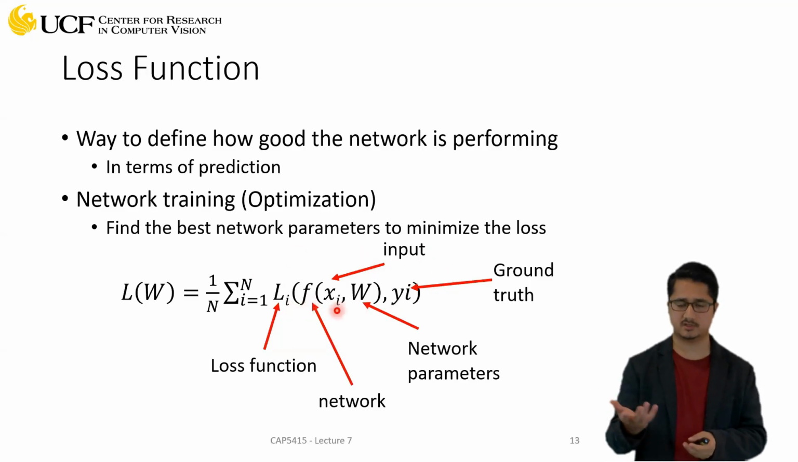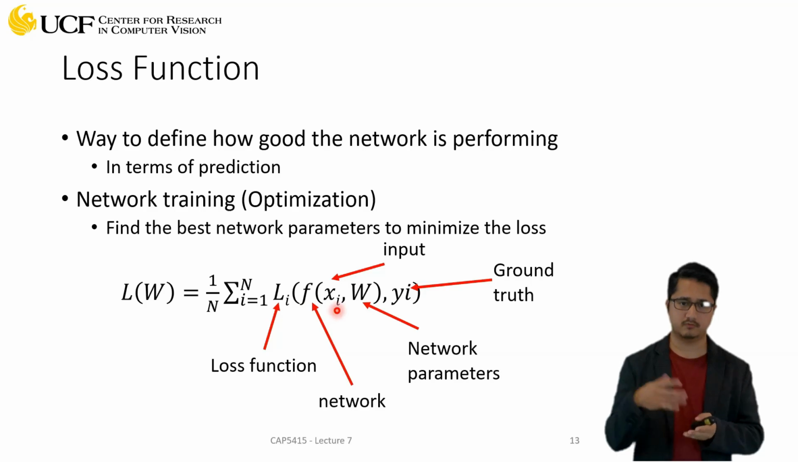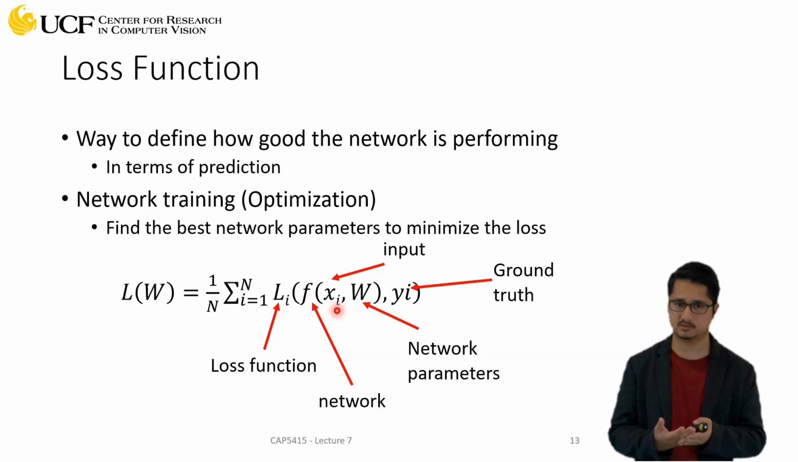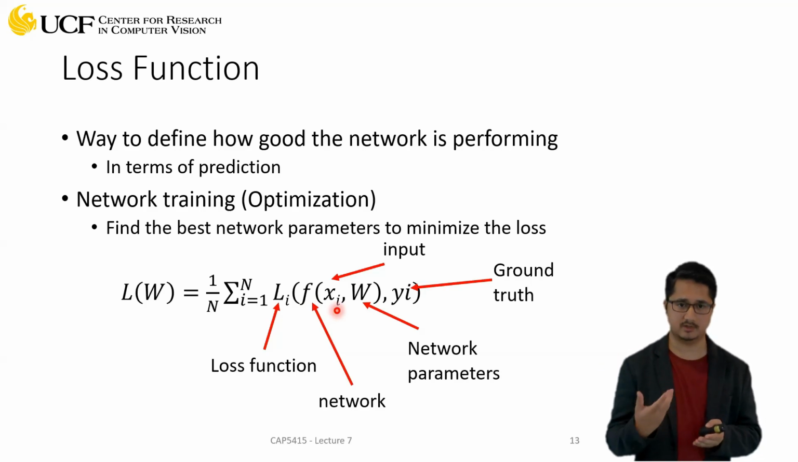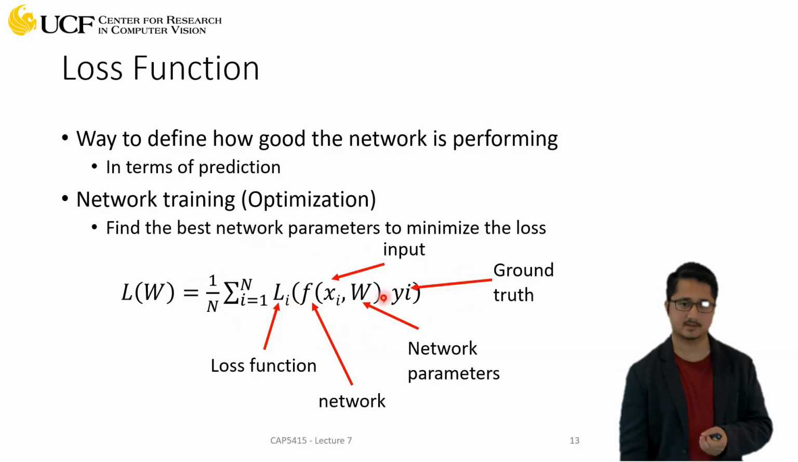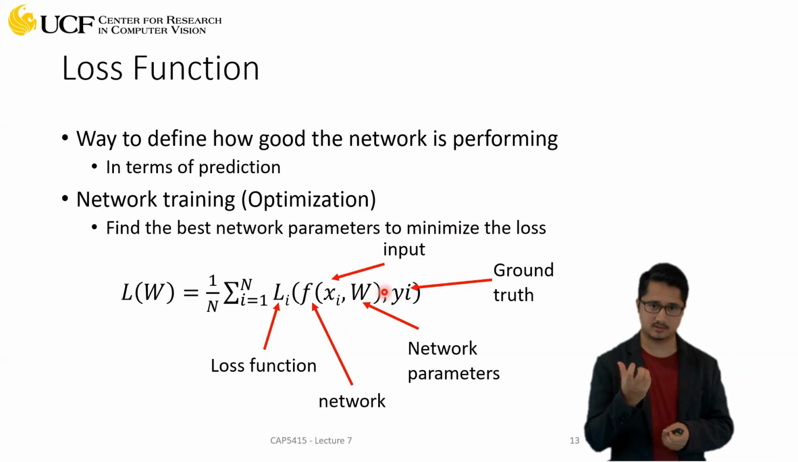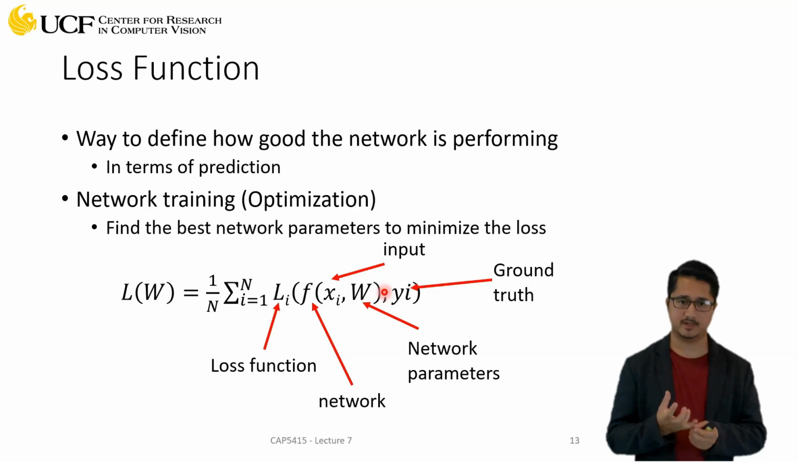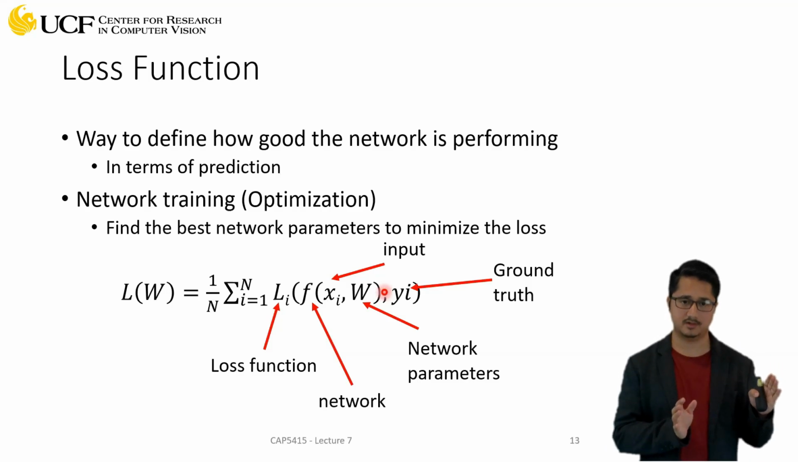And let's say that ranges from 0 to 1. So 1 means very bad prediction, 0 means very good prediction. It means you were able to predict the ground truth. Then you will average that over all the training samples. So essentially, this loss function is telling you the average loss, how good your network is performing on this training data.